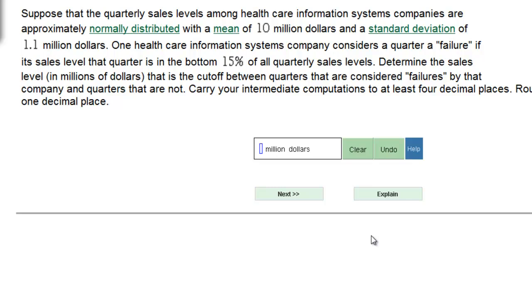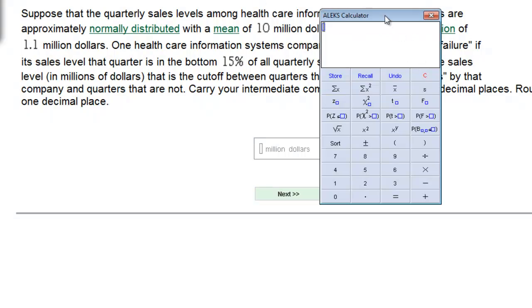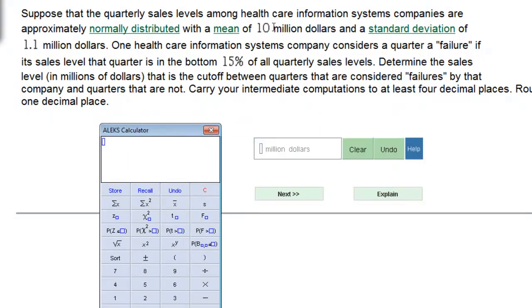I'm going to do one more. Last one. This one, they want the bottom 15%. Okay, I'm not even reading the problem. The mean is 10 million. The standard deviation is 1.1 million. I get the calculator out, and I can ignore the million. I don't have to put in all those zeros because my answer down here will be in millions of dollars. So I just take the 10, the 1.1, and z of 15. So I go 10 plus 1.1 times z of 0.15. There we go. And it's 11.14. We're going to round to at least one decimal place, so we'll call that 11.1.